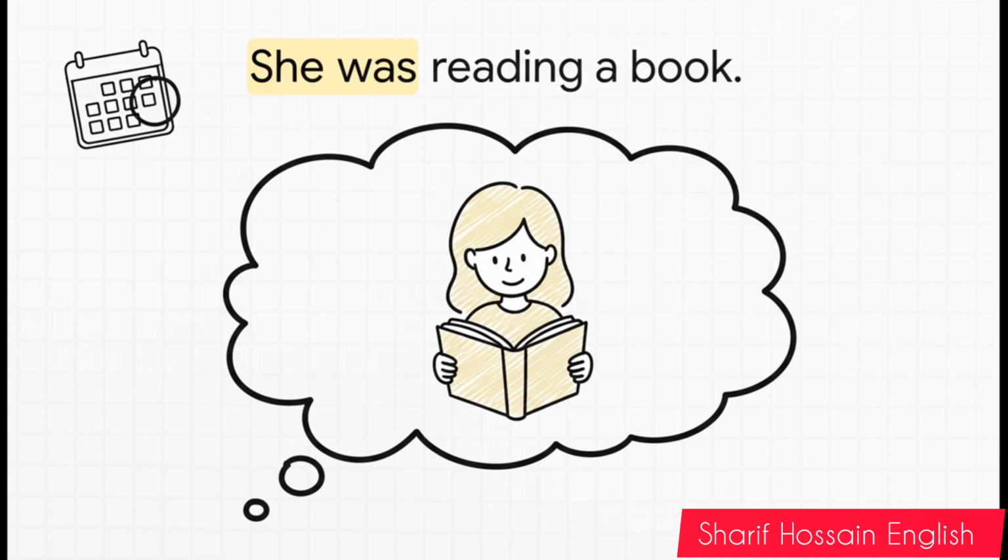But watch this. What if we shift it to the past? The person is still reading a book, the action is the same, but because it already happened, the verb has to change. It becomes "was reading." See how the tense is totally in charge of the verb's form?